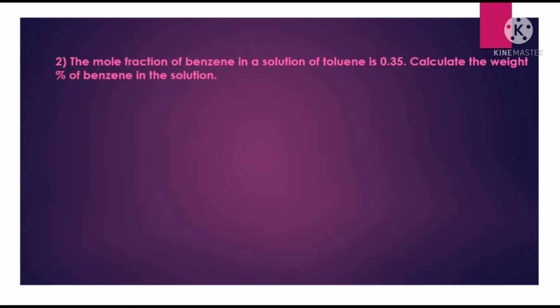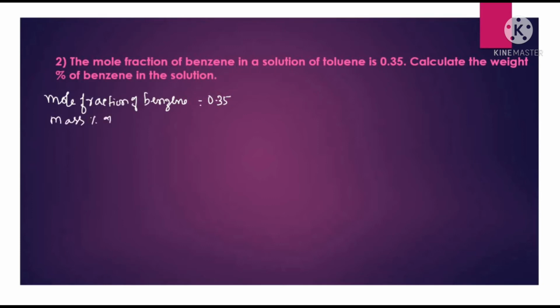The mole fraction of benzene in a solution of toluene is 0.35. Calculate the weight percentage of benzene in the solution. See, in the problem the mole fraction of the benzene is given, that is 0.35, and they are asking you to calculate the weight percentage of benzene. So mole fraction of benzene is 0.35, and they are asking you to calculate the mass percentage of benzene.